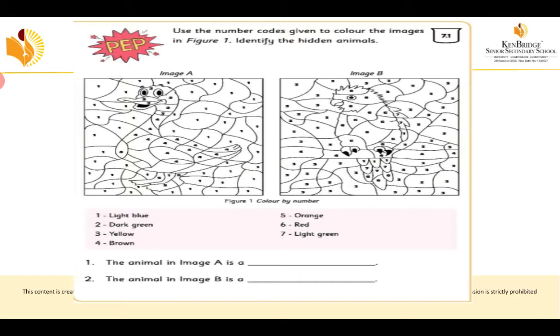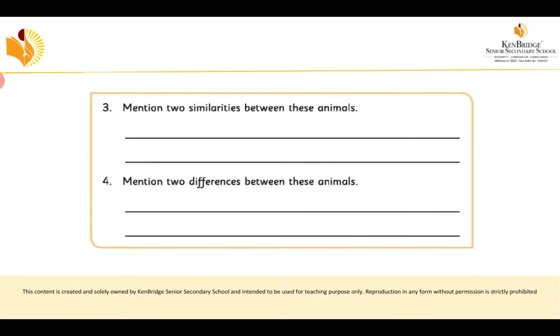So, here we have an activity. Use the number codes to color the image in figure 1. They have given some colors. So, you should color the image and find what animals we have in image A and B. Then mention two similarities between these animals.